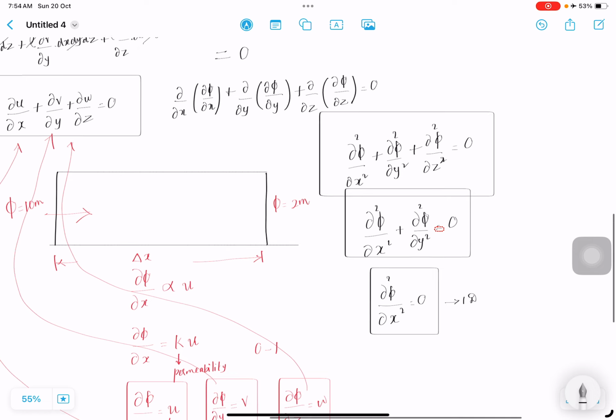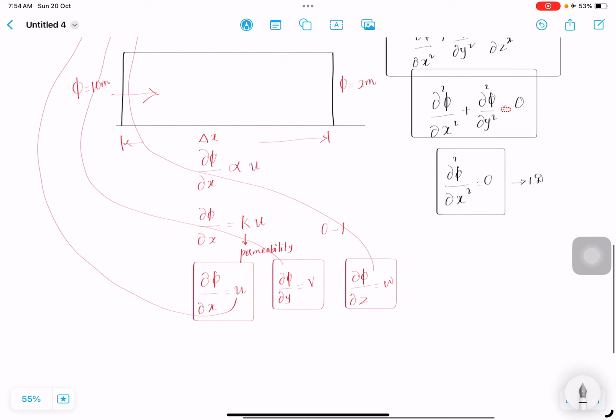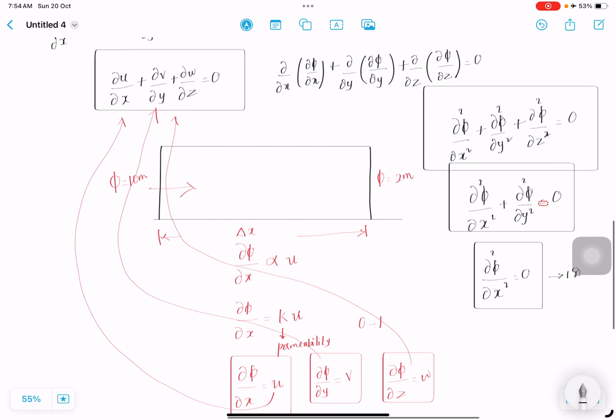And also, we may assume that the permeability K is equal to 1, but we are not going to assume K is equal to 1. We will keep it so that we can come up with a very generalized equation, and it's going to be extremely useful. So we will see that in part 2 of this video.